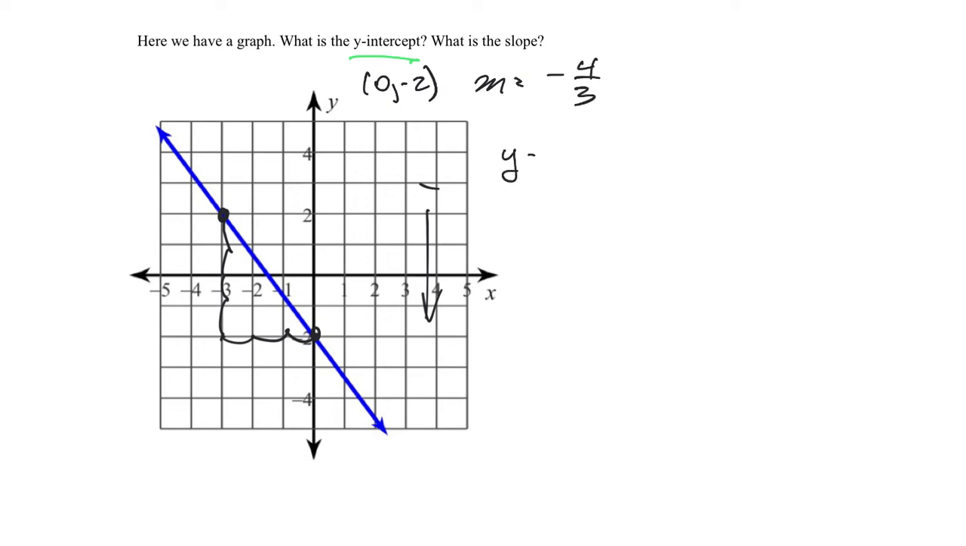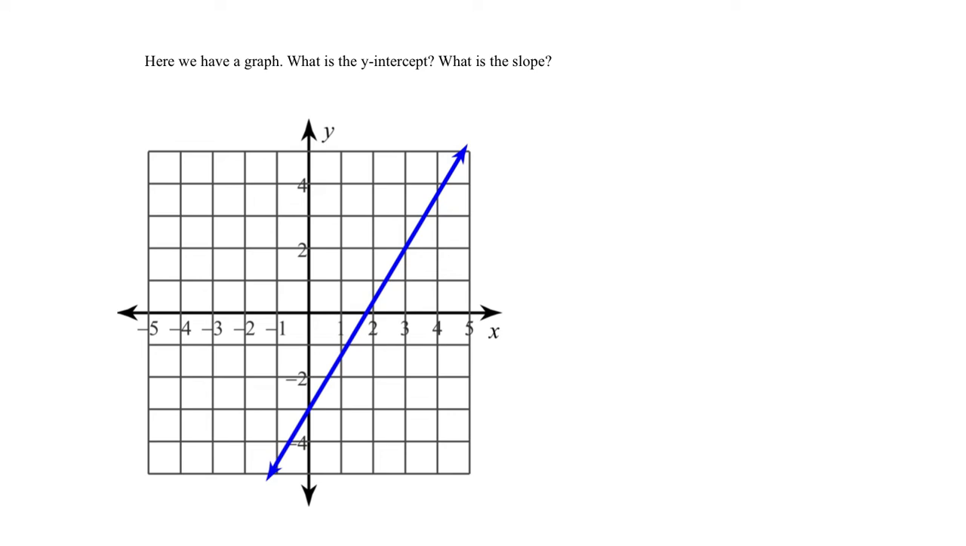So if I'm going to write that into my slope-intercept form, it's called that because I have slope, and then I have my y-intercept right here. That's why we call it slope-intercept form. I have y equals negative 4/3 times x minus 2.